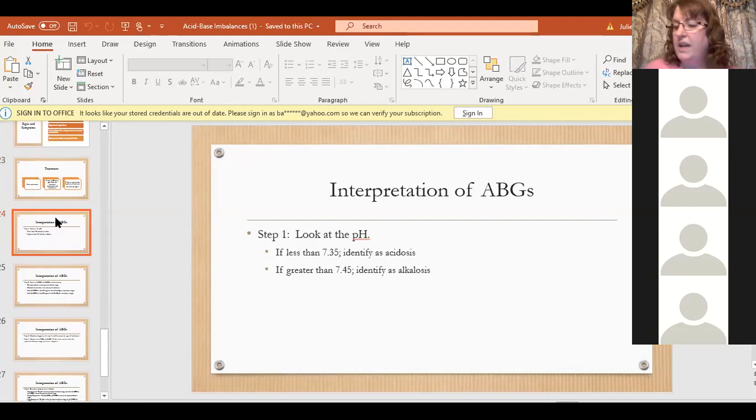In your ATI book, chapter 45 is all about acid-base imbalances. Page 283 is a great page for you to be looking at because it talks about, step by step, how to look at an ABG. It also has the whole thing about whether it's compensated or not compensated, which most people really have a hard time with.